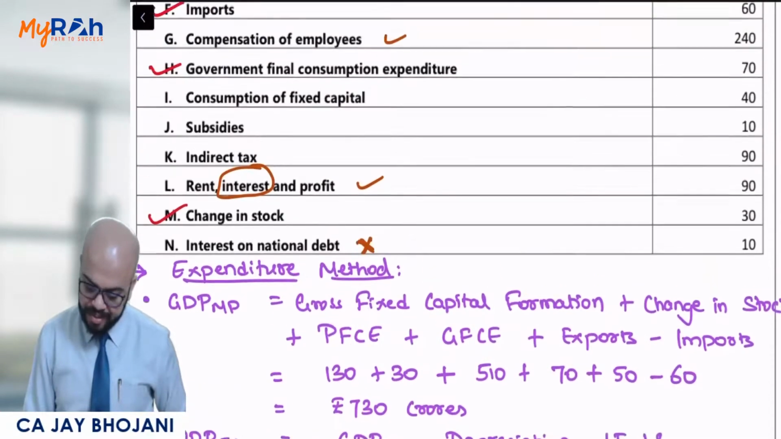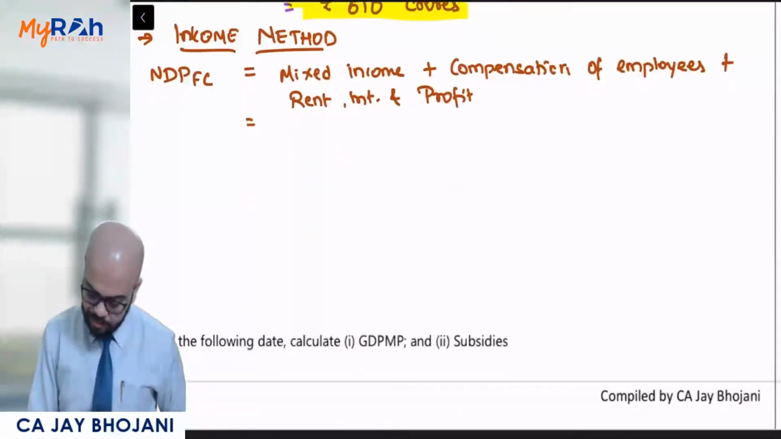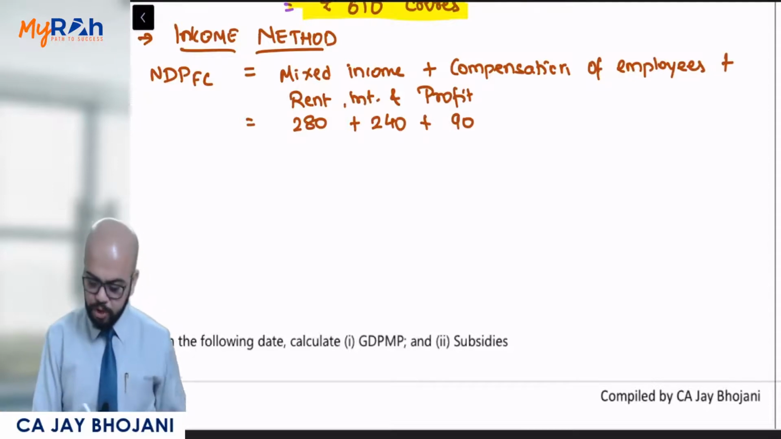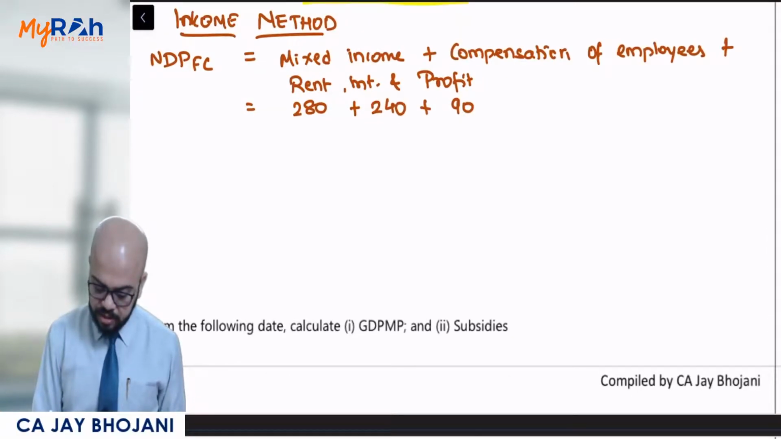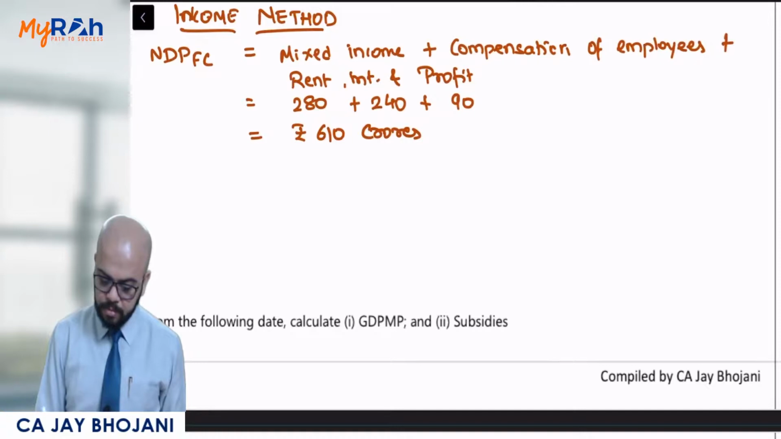Okay. How much is mixed income? 280. Compensation of employees 240. So 280 plus 240, and rent, interest and profit is 90. So how much will this be? 280 plus 240 plus 90, that is 610. See, this is a cross verification by the expenditure method as well. What we calculated was 610 crores. Okay.